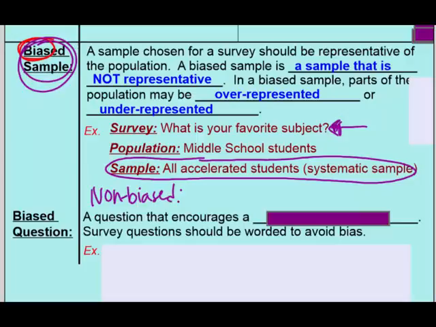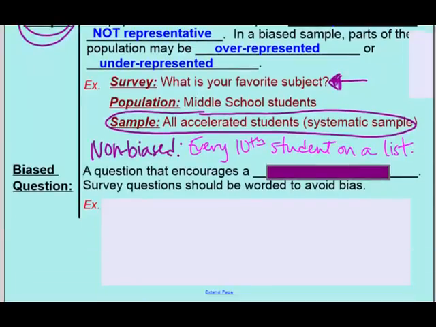So, for example, I would just survey every 10th student that is on an alphabetical order roster, okay? So non-biased would be every 10th student on a list. That would be super random. That way I'm not picking and choosing every accelerated student to survey, okay?